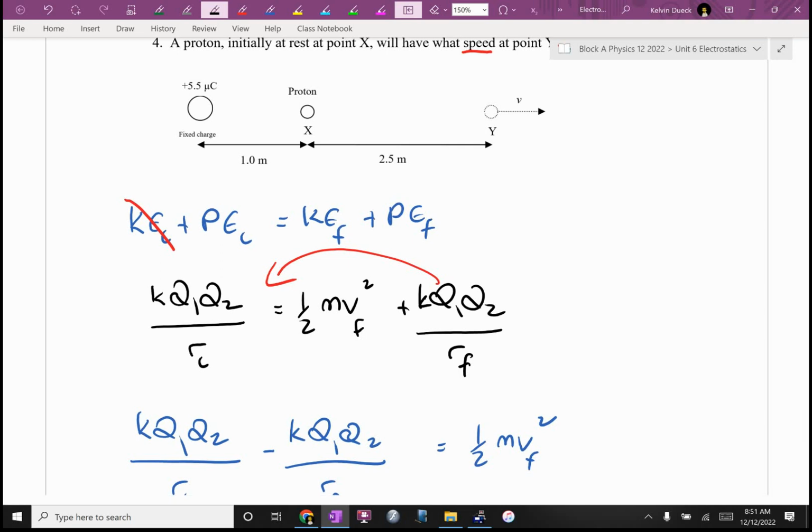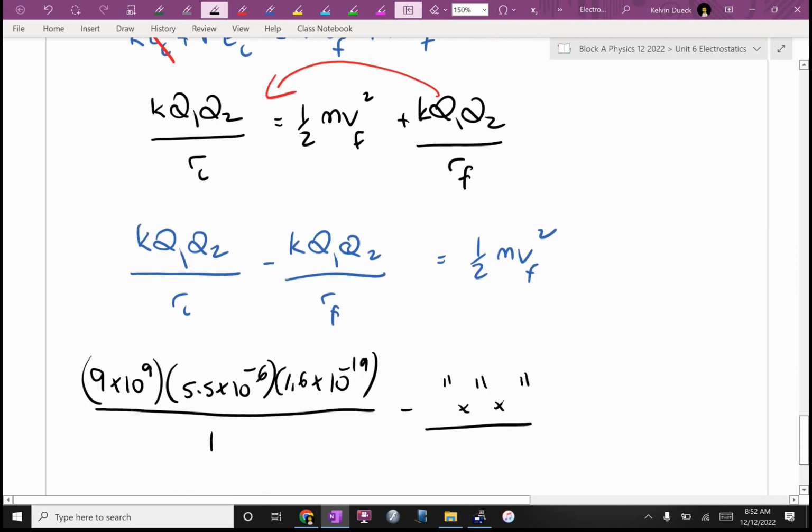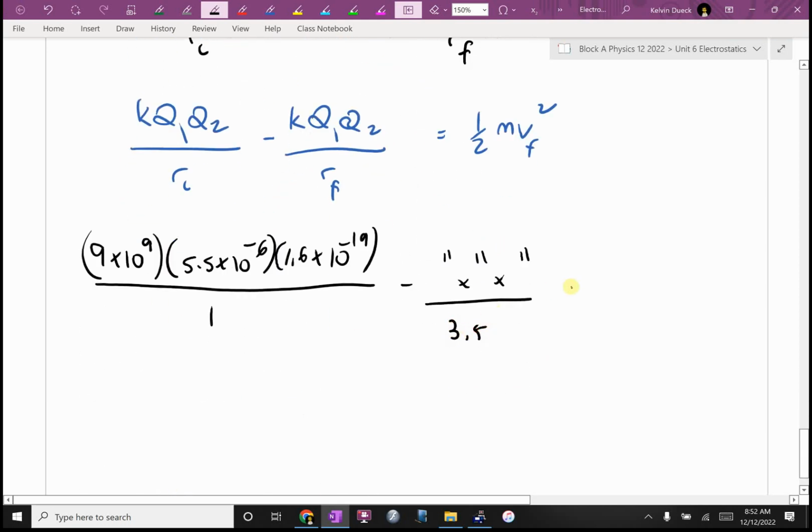R initial 1, I think. Minus same thing, same thing times same thing times same thing divided by R final. This drives me crazy. I see kids do that. Is R final 2.5? 3.5. I did that on purpose because there's one like that in your future. Hint, hint. And the number of kids that write 2.5 drives me crazy. It's going to be 3.5. That equals a half m v final squared. All right.